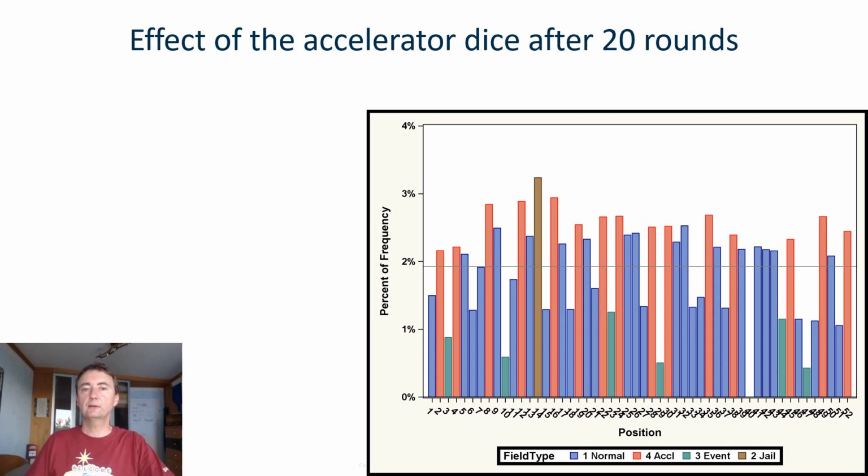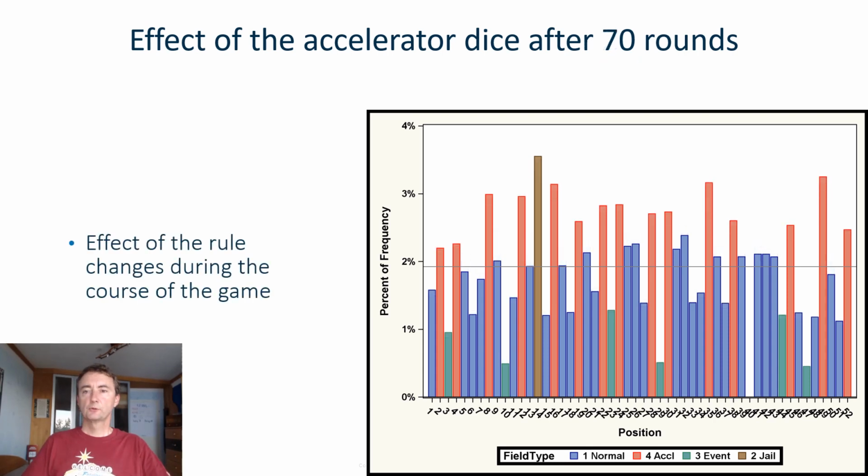So you see the effect of the accelerator dice after 20 rounds looks like this. Yes, there is some variability. However, if you look at the effect of the accelerator dice after 70 rounds, this looks much different. So we see after 70 rounds we have a much higher variability because in that case, every time a monopoly man comes up, we are moved to the next free field. This means that certain properties gain a very high visit frequency, others gain a very low visit frequency.